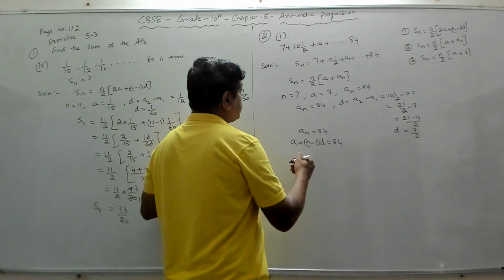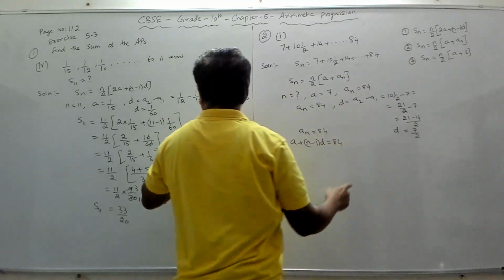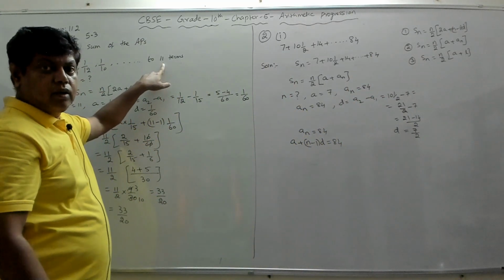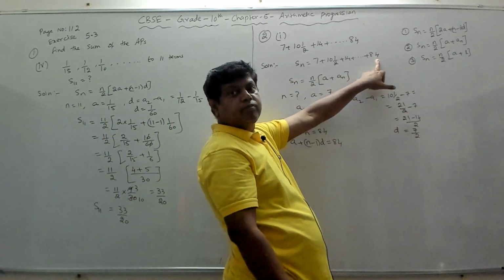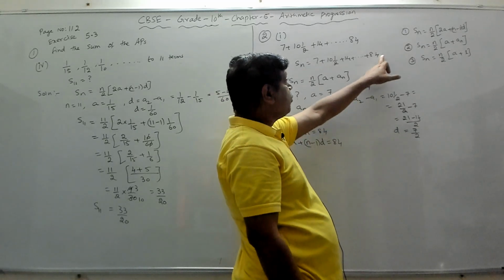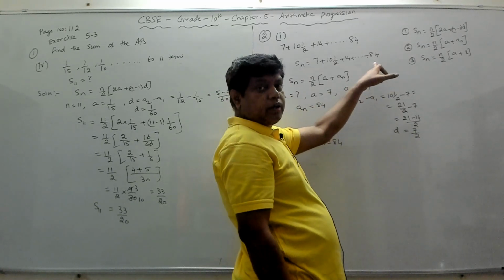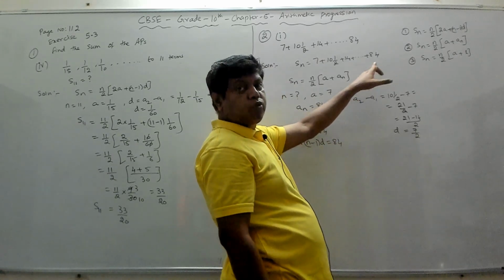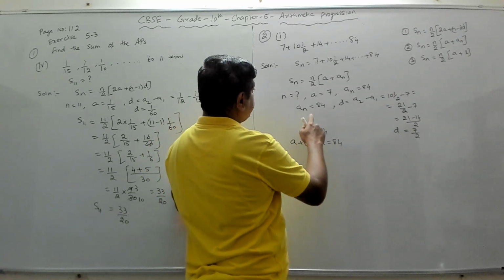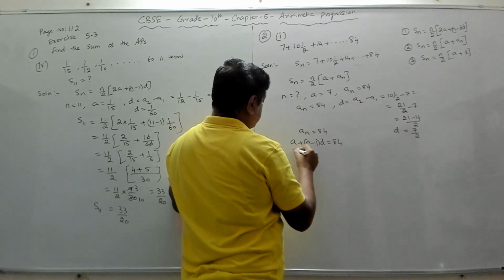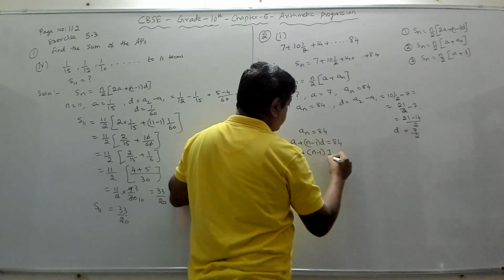So which means, see here if you observe, this is the last term, 84. Here what they have given is n, 11 terms. It is n. This is not n. This is an. They have not said here 84 terms. If they say 84 terms, then this becomes n, not an. But here the last term is mentioned as 84. So which means an is 84. From there we have to find n. And what is a? a is 7. So 7 plus n minus 1 into d. d is 7 by 2, equal to 84.